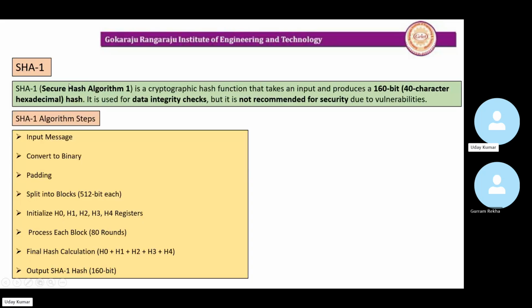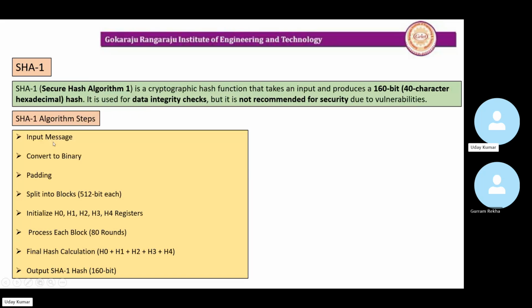Next algorithm, SHA-1. Secure Hash Algorithm is a cryptographic hash function that takes an input and produces a 160-bit hash. It is used for data integrity checks. It's not recommended for security due to vulnerabilities. Let's see the procedure, and why it is not recommended for security.